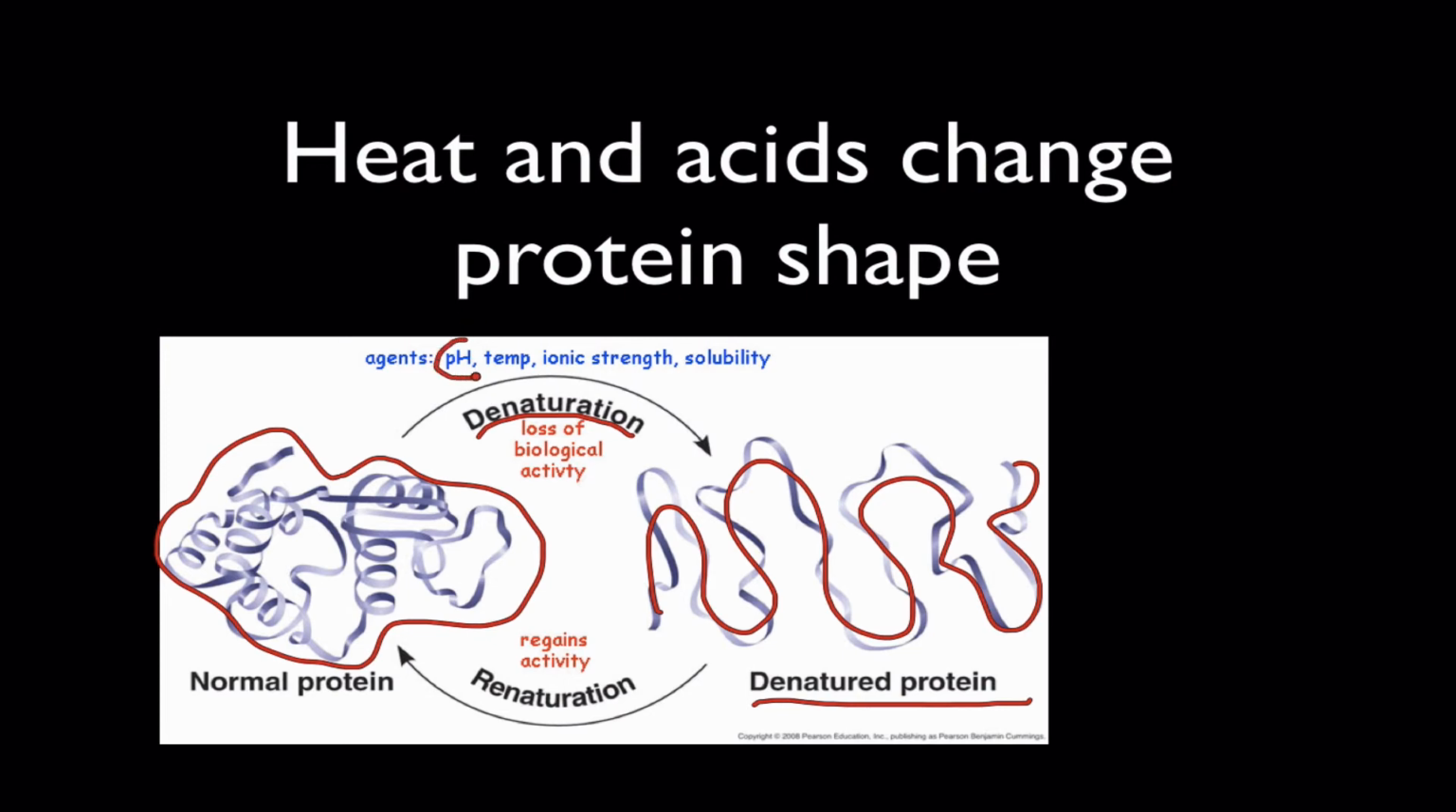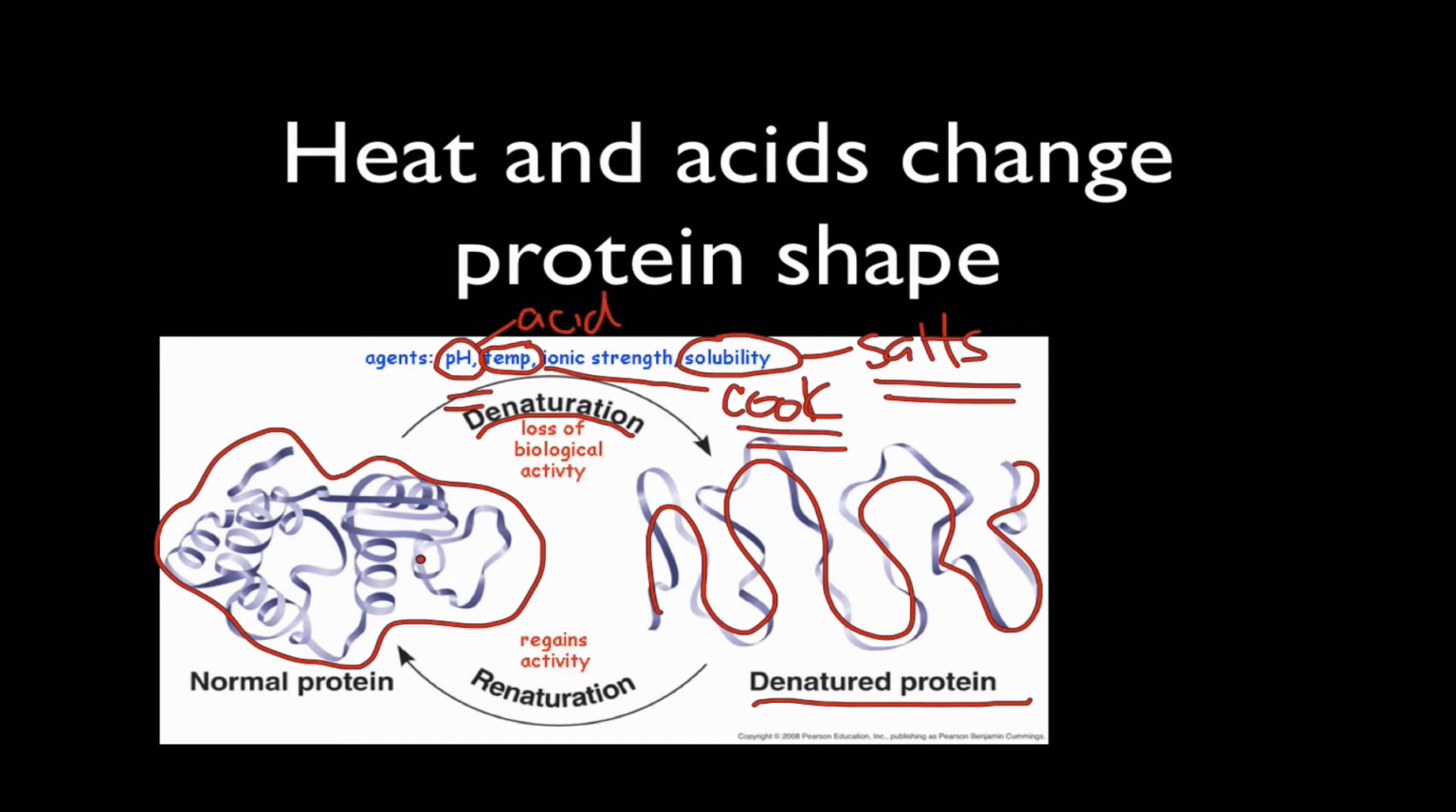You can change the pH, especially by putting it in an acid. You can increase the temperature, which is basically you can cook it, all right? Or you can mix it with different solutes, like salts. Okay, so if you make the environment that the protein's in very salty or very hot or very acidic, you can change the shape of it, and that's called denaturation.